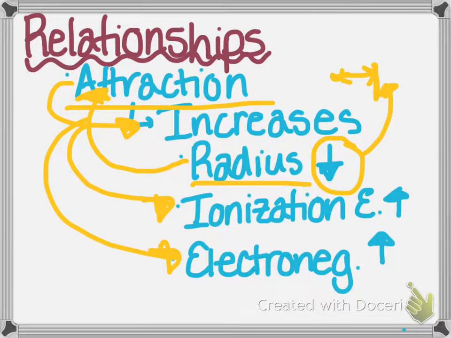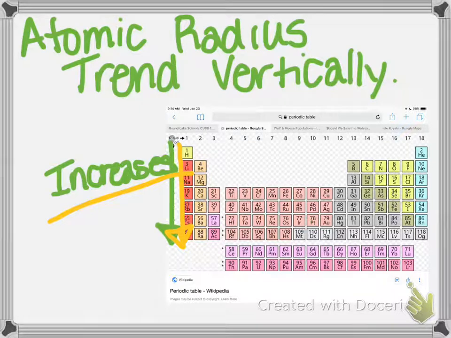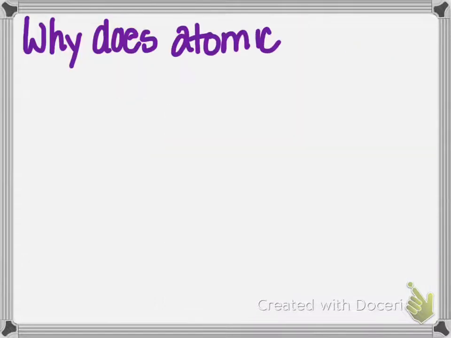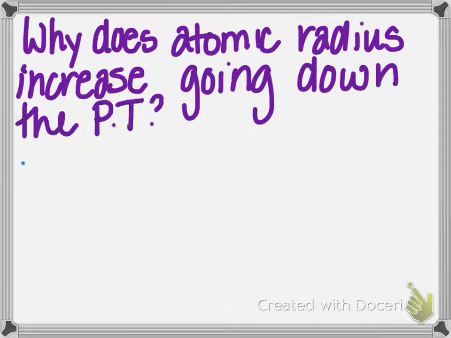To understand these trends, we also have to understand what they're doing on the periodic table. We first look at atomic radius because I personally think that's the easiest trend to understand, since you don't have to relate it to attraction unless you want to. The trend going down the periodic table is to increase. As you go down this group, they get bigger and bigger. So the next thing we ask is, why does that happen? What is going on in the periodic table that causes it to increase as you go down a group?